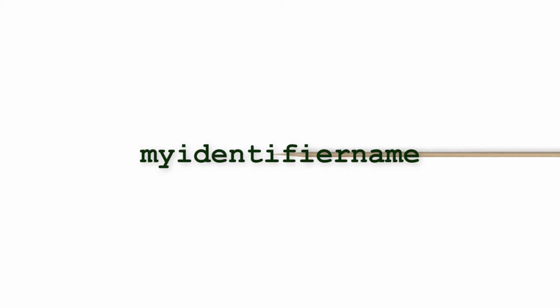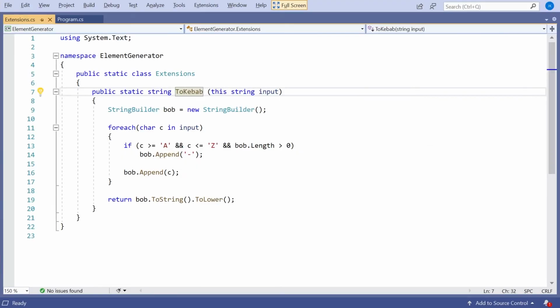So if we had something called MyIdentifierName, in C# we would make that easy to read by simply having a capital M, a capital I and a capital N to make it legible. Whereas in kebab casing, it's all lowercase, and we insert dashes between the words to make it easier to read. So those are just the different styles. And all I had with this ToKebab was a way that it would take our input string and then make everything lowercase and put in those dashes.